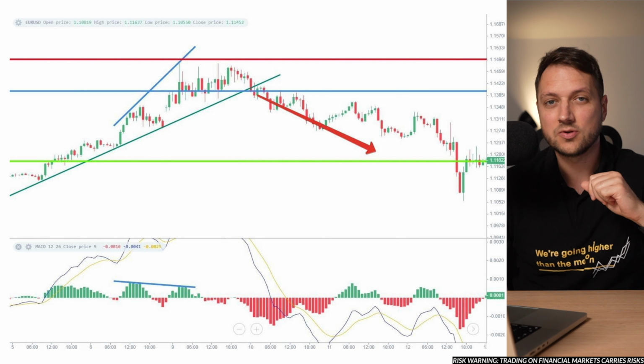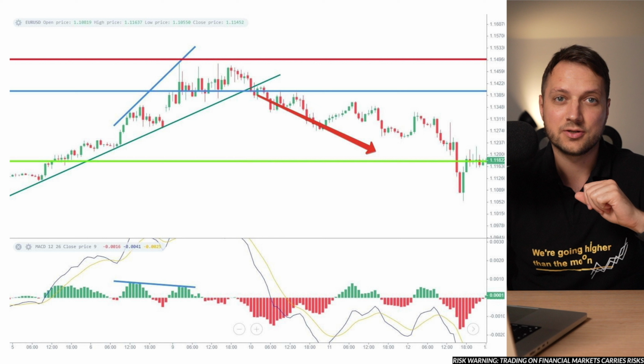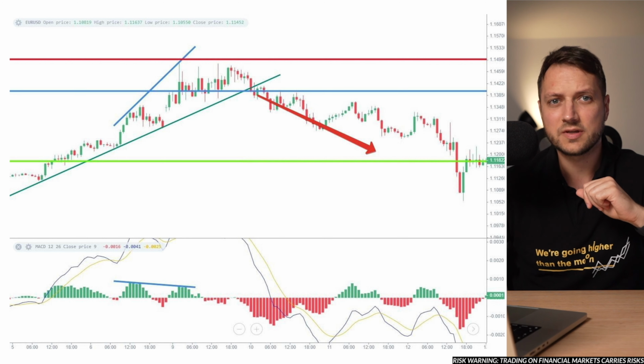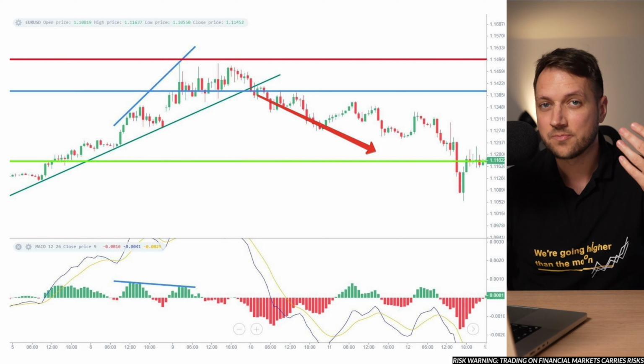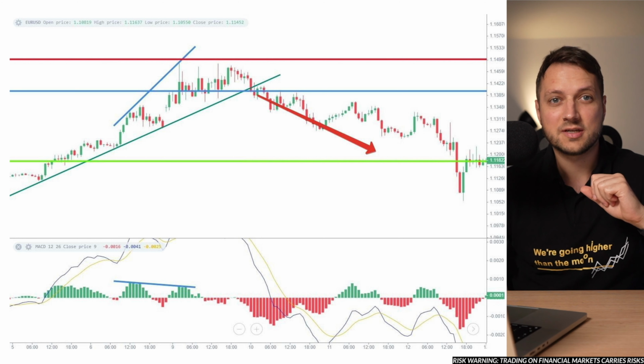I marked the entry point with blue. We set a stop loss a little higher than the next local high, which is a red line. To fix the profit, we shall use a take profit that is twice as big as the stop loss, which is a green line, as you can guess. So the price goes down and we take the profit.